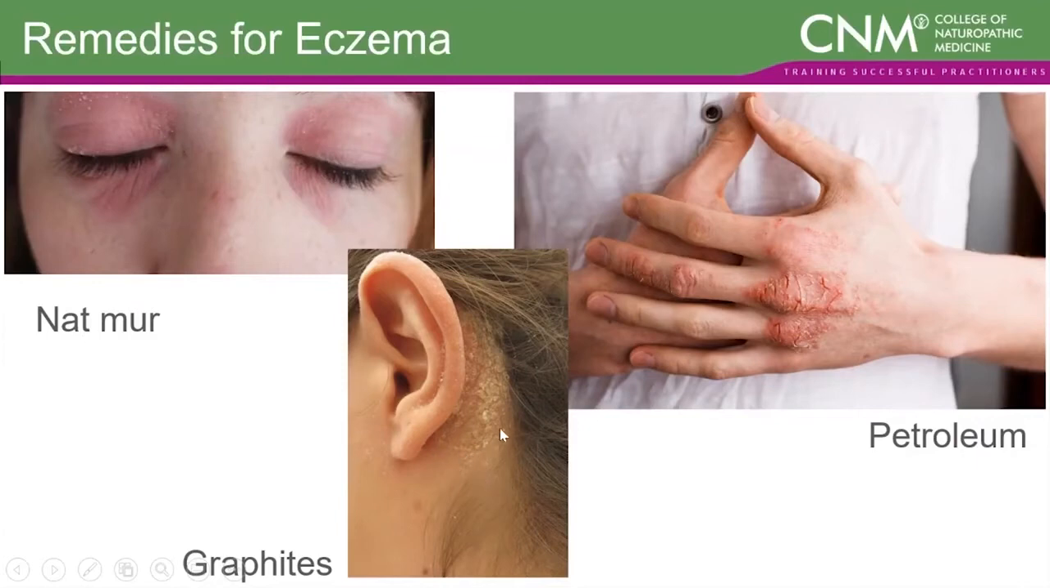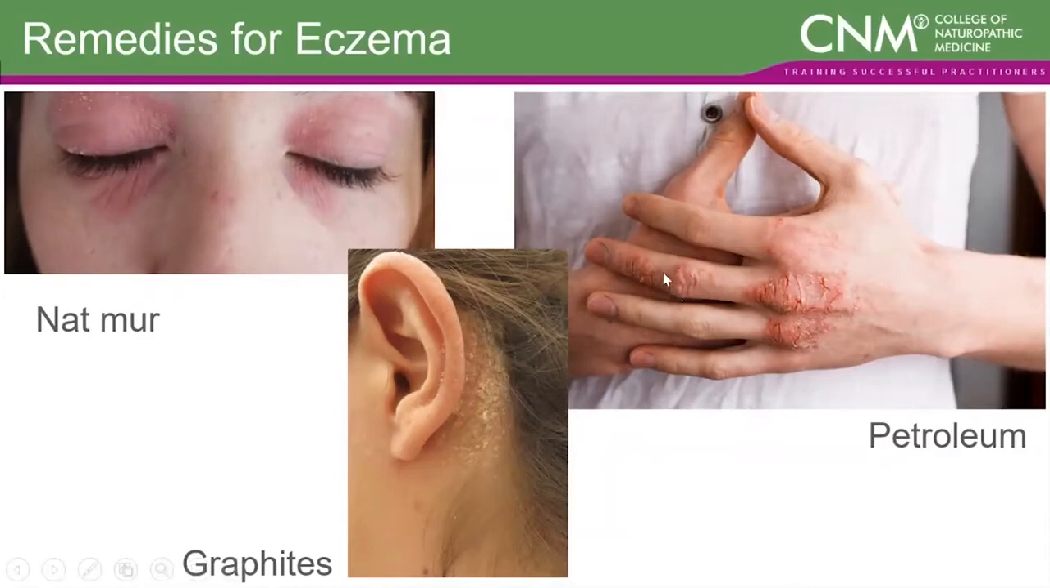All right, and then graphites, which is the beautiful indicator behind the ear. And sometimes you may see it extending into the ear canal itself, down the outer pinna, but all the way behind the ear. And you see these big yellow flakes, very typical of a graphites type eczema or psoriasis.